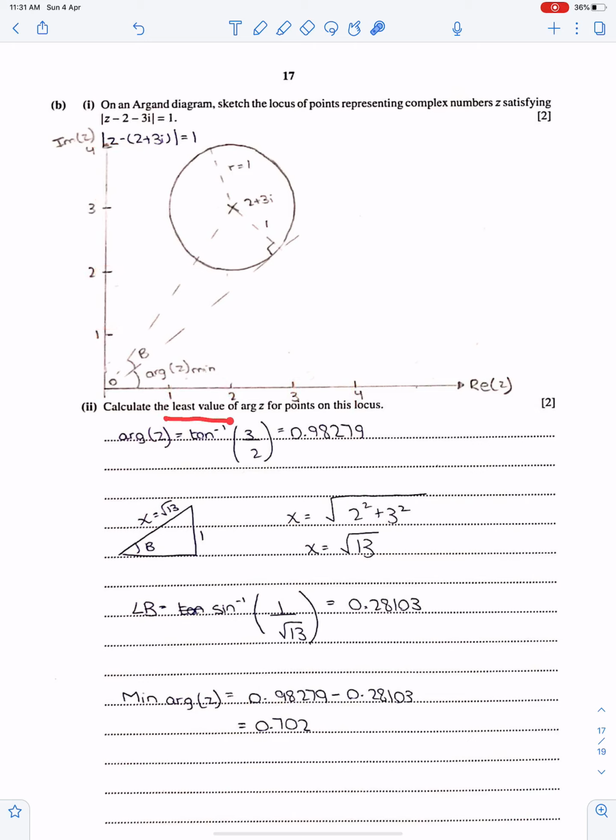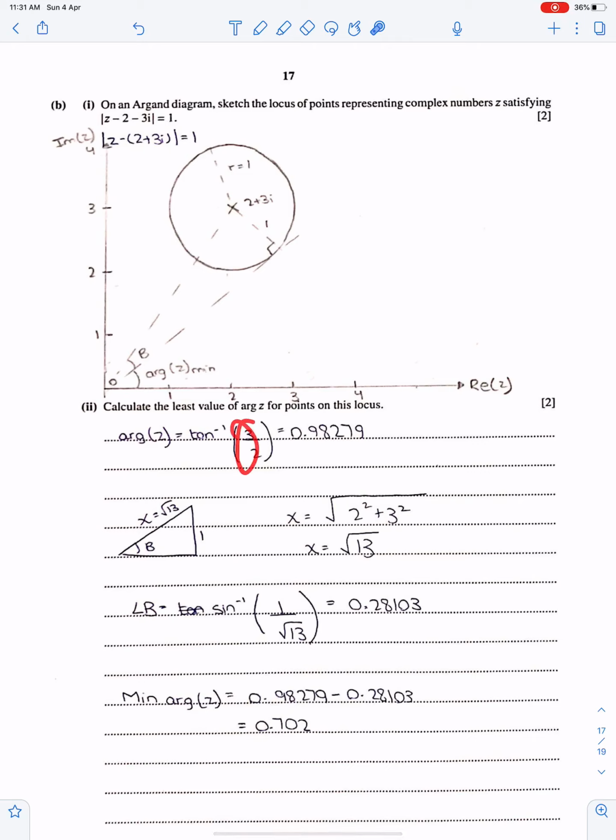Now calculate the least value of argument z. For that you need to make a tangent from the origin to the circle here. And this is the least argument. For that you first need to work out the argument of the center. This argument is the argument of the center minus this angle, x or b, whatever. So first find the argument of the center.